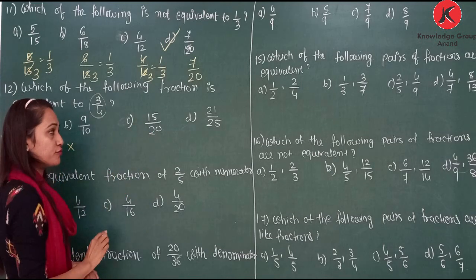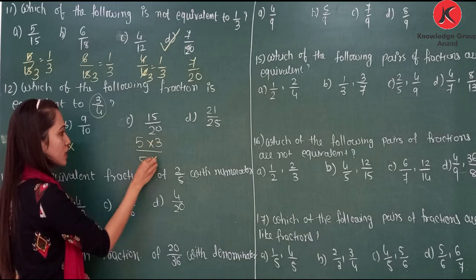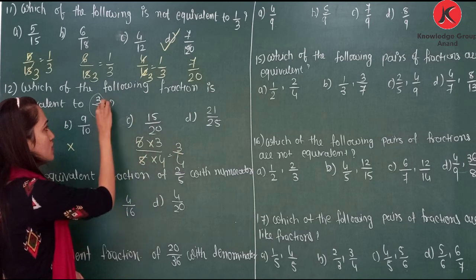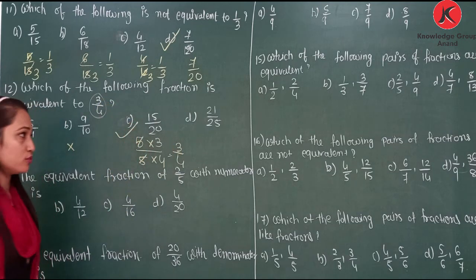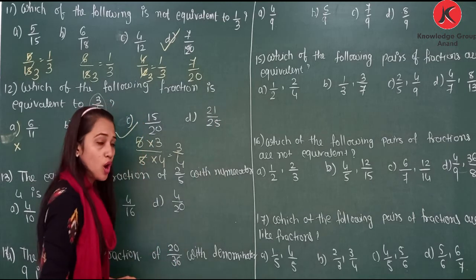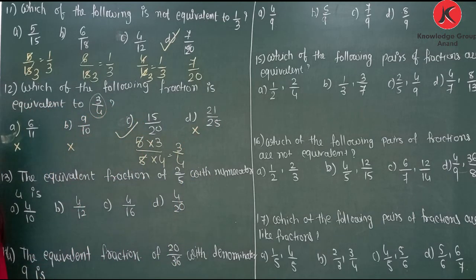Find the factors of 15 and 20. 5 3s are 15, 5 4s are 20, the 5s will be cancelled, so 3 by 4. So this is equivalent to 3 by 4. Let's check this. 21 and 25, no common factor, so this is not equivalent. So the answer is option C.